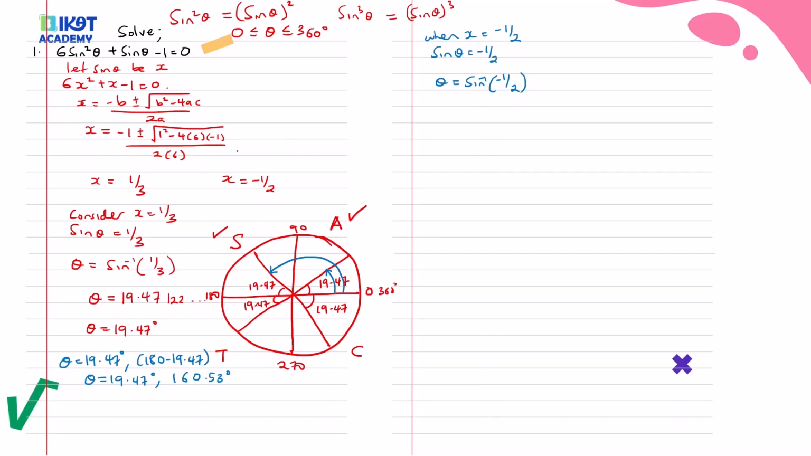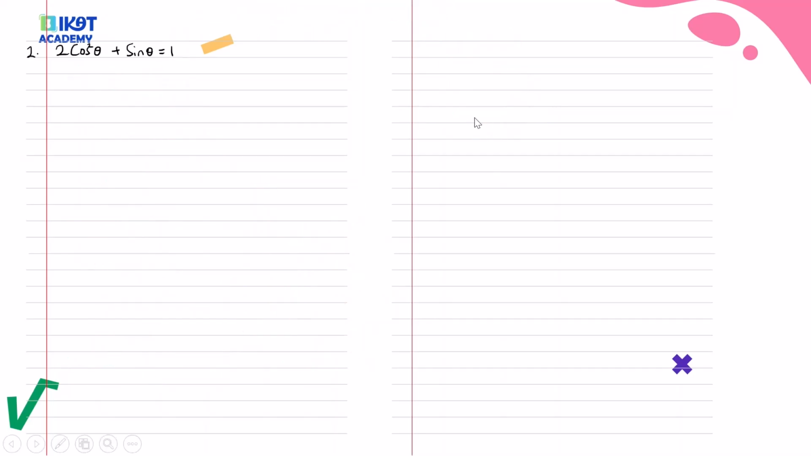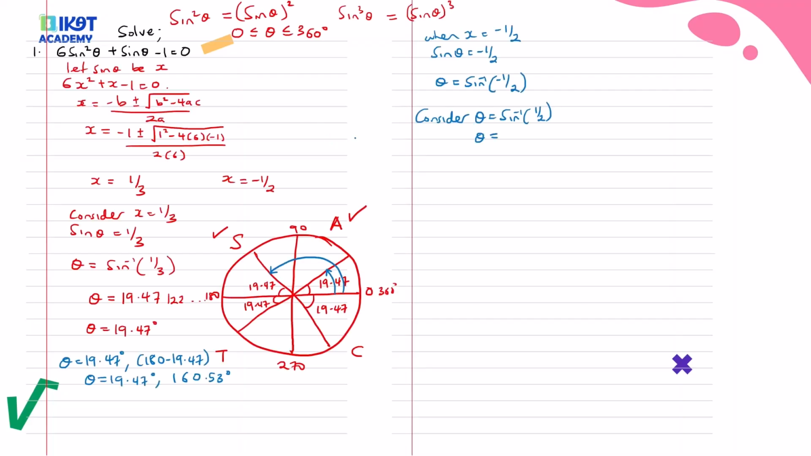That's not going to help you find the answers we need, because the question wants positive answers. So that's why, usually when I find a negative, I say consider theta is equal to sine inverse of a half. Here you're telling the examiner that this is not what you actually want, you're just considering it for now. Then you go to your calculator and ask, what is the sine inverse of a half? It is 30. But that is not the final answer we need.